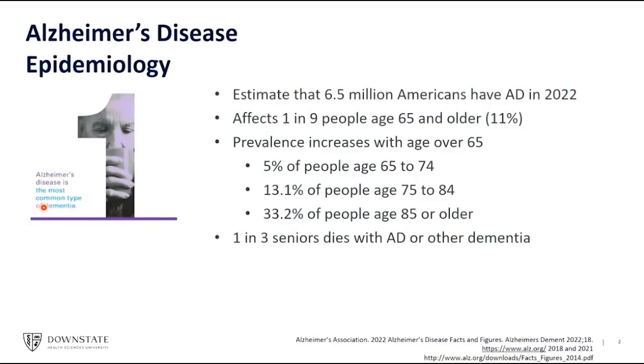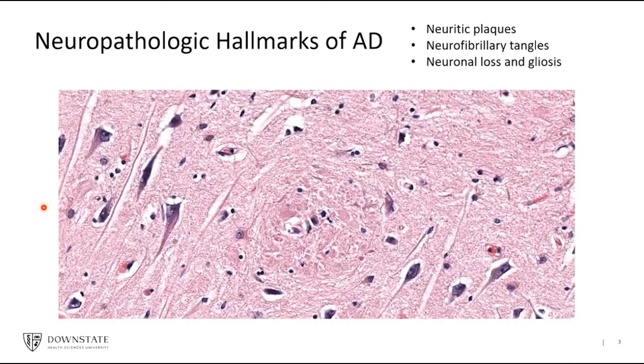So Alzheimer's disease is the most common type of dementia, and it is very common, and its prevalence increases with age, so that about a third of all people age 85 and over have Alzheimer's disease. Alzheimer's disease neuropathology is also very common in post-mortem examinations of older individuals, and about half of all older individuals have Alzheimer's disease neuropathology.